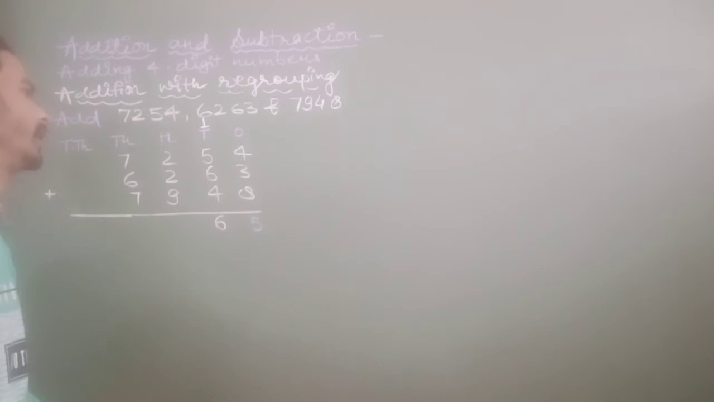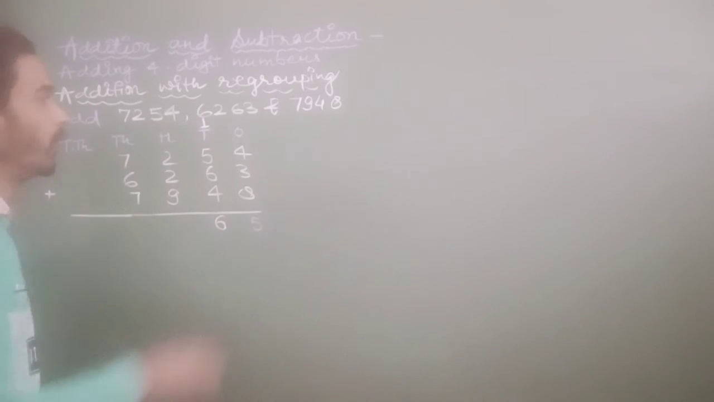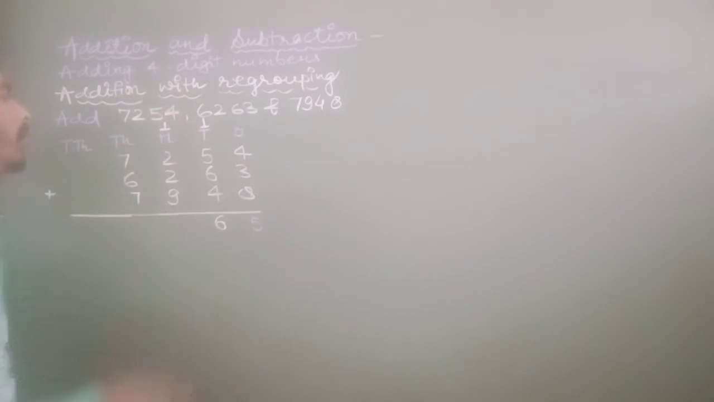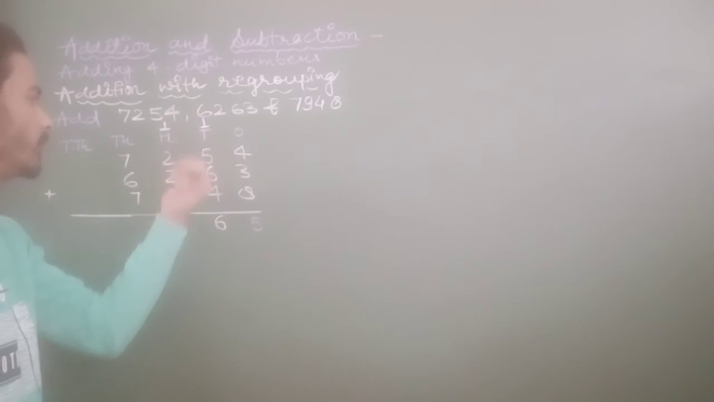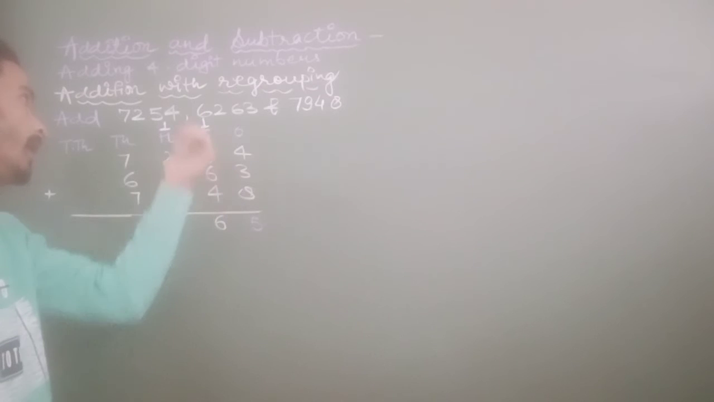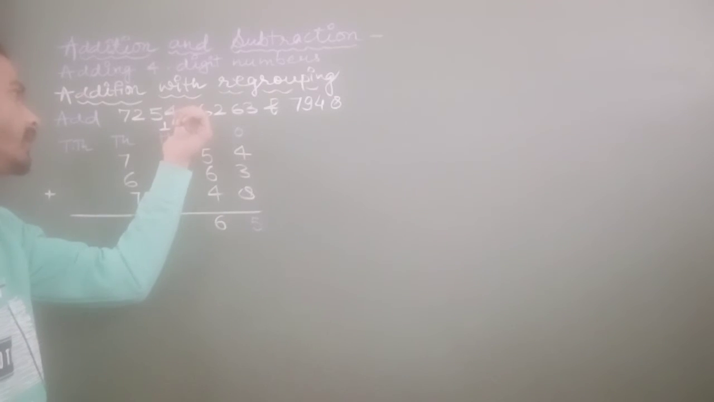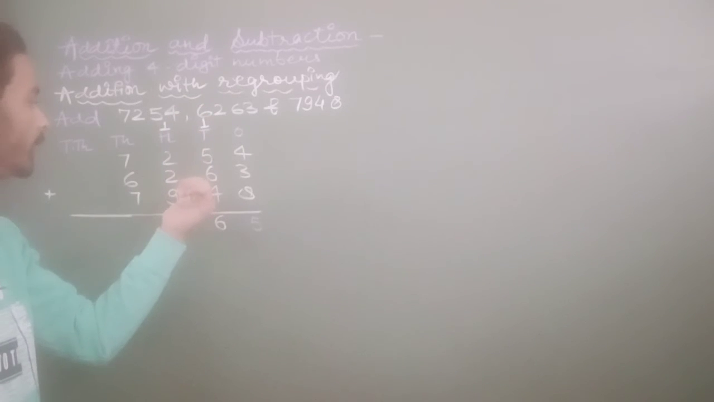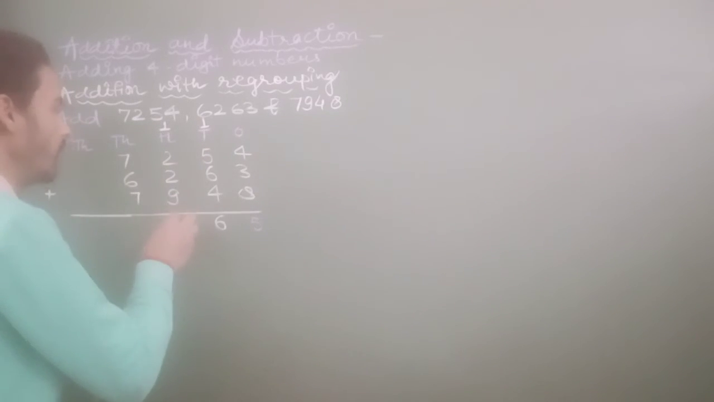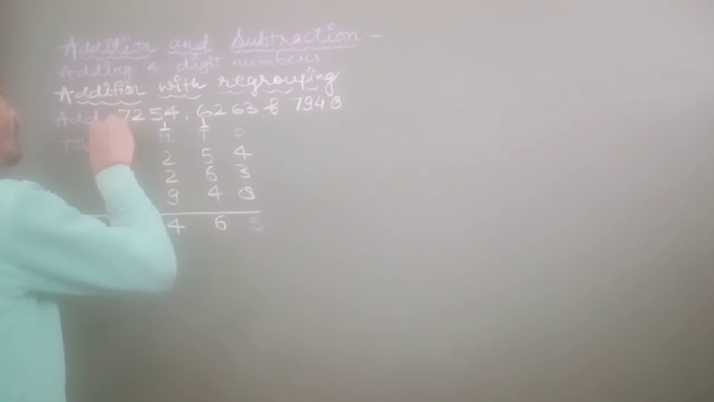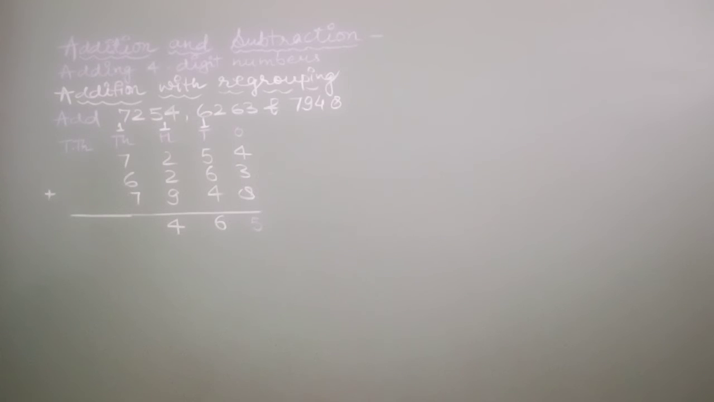After that carry over 1 hundred to the hundreds column. Now add the hundreds: 200 plus 200 is 400, plus 900 is 1300, and 1 carried over from the tens makes 14 hundreds. Regroup 14 hundreds into 1000 and 400, write 4 in the hundreds column and carry over 1000 to the thousands column.